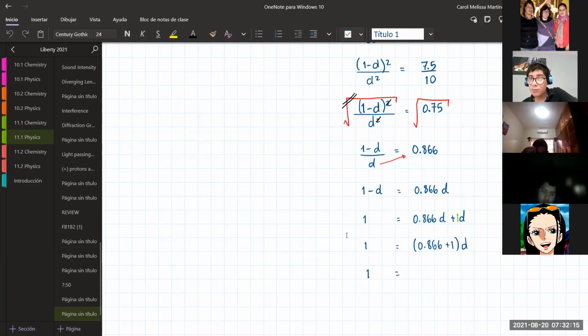So this is equal to 1.866d, and this number here is a coefficient. That means that it's making a multiplication. So when you move it to the other side of the equation, we'll be doing a division. In other words, d alone is equal to 1 divided by 1.866.